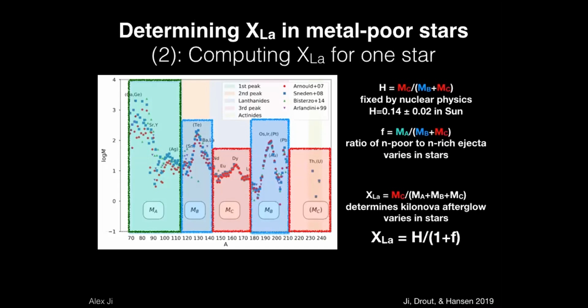And so essentially what we do is we go to all of our metal poor stars, we measure F, which is the ratio of these light first peak elements to the heavier elements. We do that for all of the stars, and then we use the masses in these categories to determine what the lanthanide fraction of each star is.